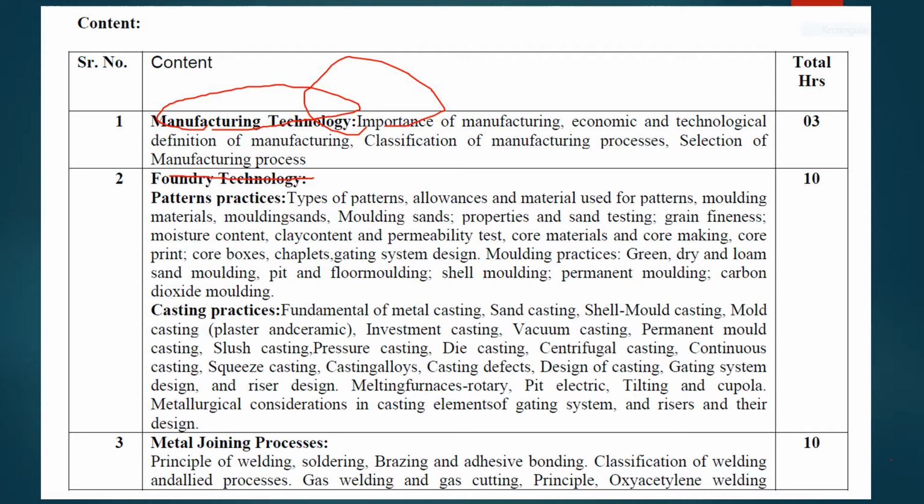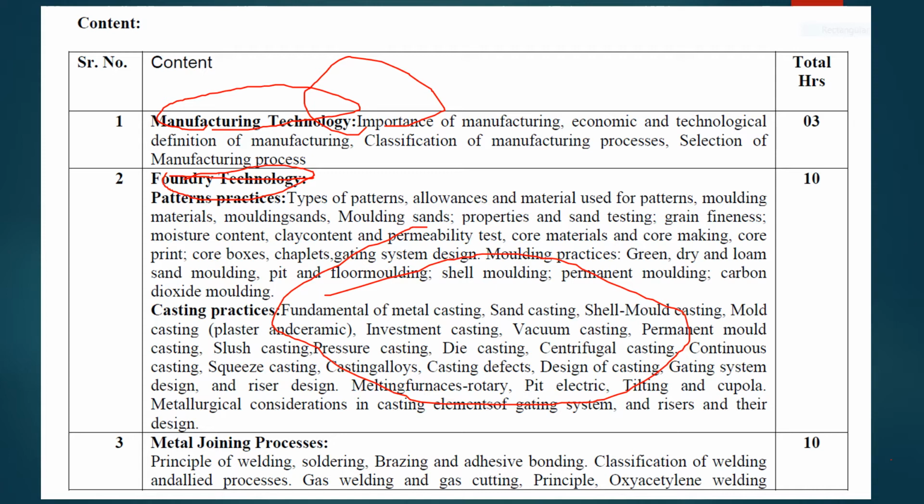The second unit is about foundry technology. Foundry technology is also known as casting technology. We can classify this unit as one of the most important units of this syllabus. In this unit, we learn about different casting processes and about pattern making.